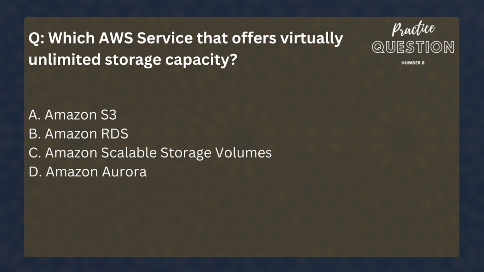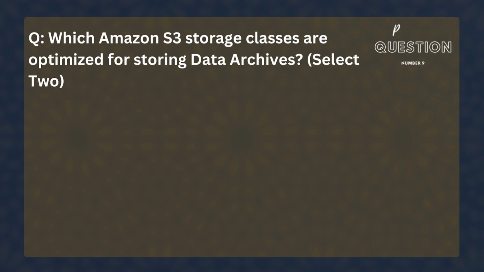Which AWS service offers virtually unlimited storage capacity? Amazon S3, Amazon RDS, Amazon Scalable Storage Volumes, Amazon Aurora. Remember that S3 offers virtually unlimited storage capacities, with no limit to the maximum number of objects that you can upload to the bucket or even a limit to the maximum size of the bucket itself.